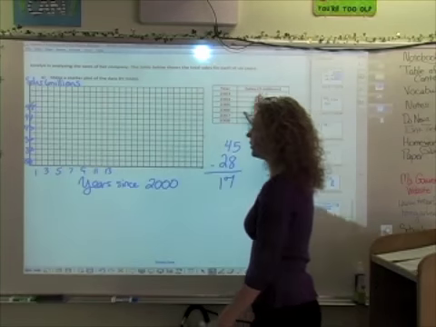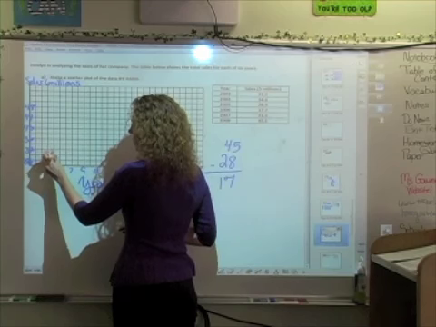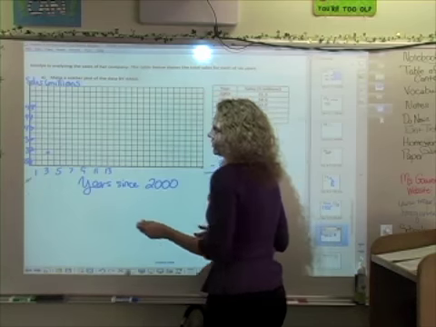So again, 2003 is 31.2. Don't panic if you mess up with your graph. It's not a huge deal.